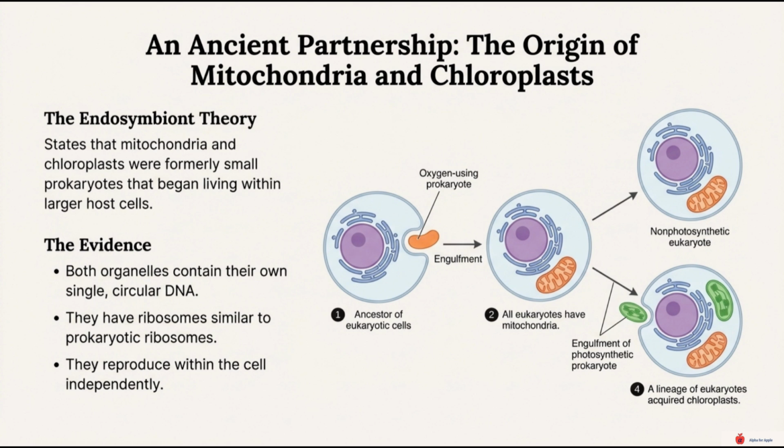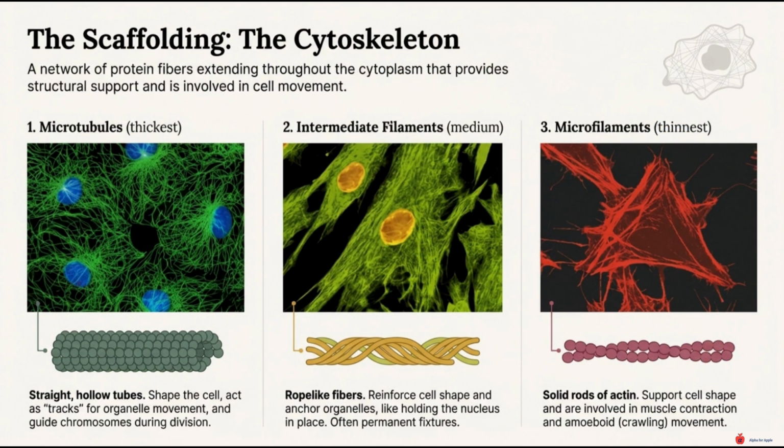The first event was probably engulfing an oxygen-using prokaryote, which became the mitochondrion. That happened in the ancestor of all eukaryotes. And later, one of those cells engulfed a photosynthetic prokaryote, which became the chloroplast, leading to the plant and algae lineages, an ancient partnership.